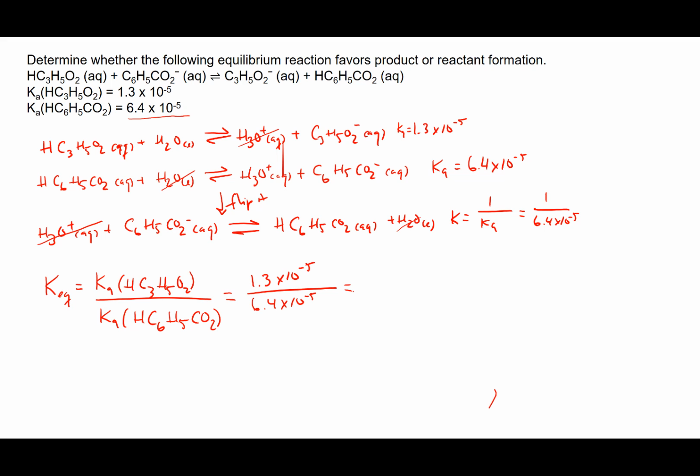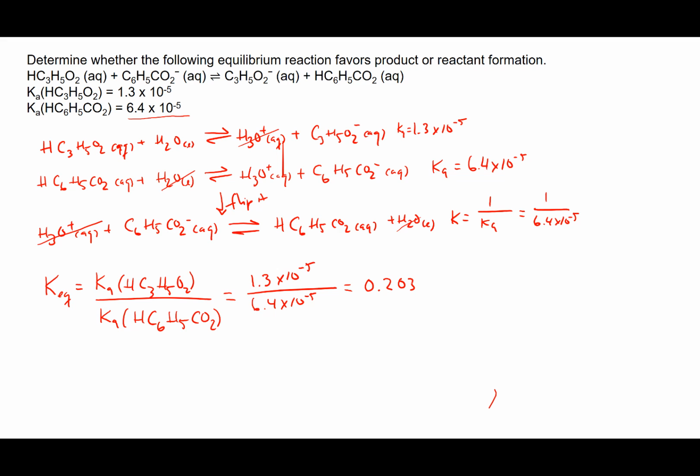Already right here, we can see that we're going to have a value that's lower than 1. And if it's lower than 1, it's going to tell us that it's reactant favored. That has to do with the fact that the benzoic acid is actually the stronger acid. So 1.3 times 10 to the negative fifth divided by 6.4 times 10 to the negative fifth gives us a K value of 0.203, just adding one additional significant figure. So we have something that's less than 1, it's reactant favored.